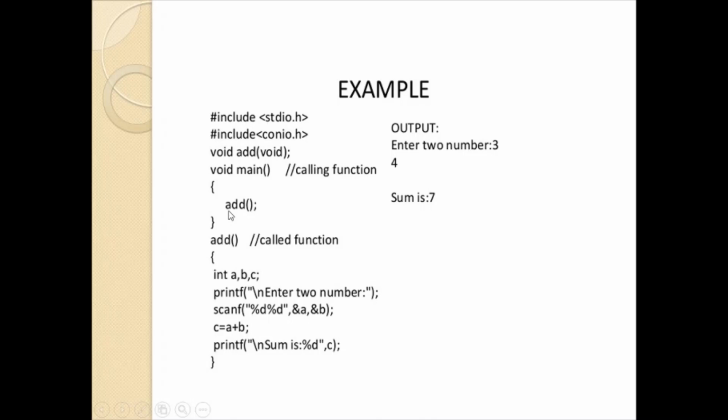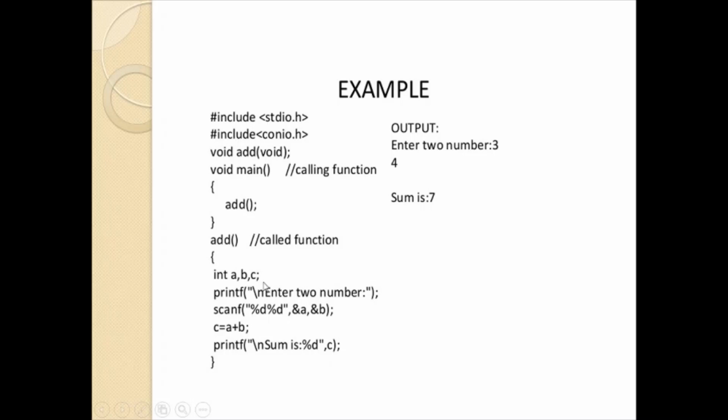Within the main method, what have we written? We have written the add function call. So whenever control comes here, it is calling the add function, and control directly jumps to this add function. Next, all the statements within the add function are executed. You have declared some variables a, b, c. Next, you are reading values for variables a and b. Next, you are performing the addition operation and the result is stored in variable c. Next, you are printing the sum.